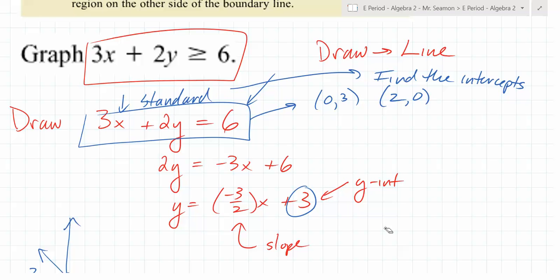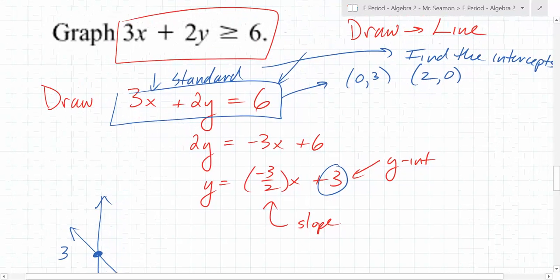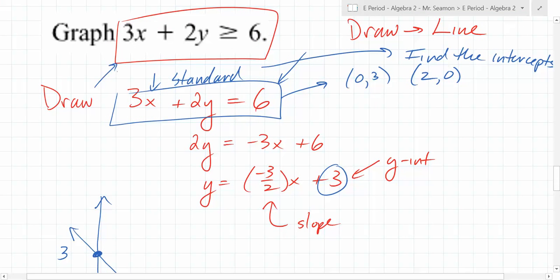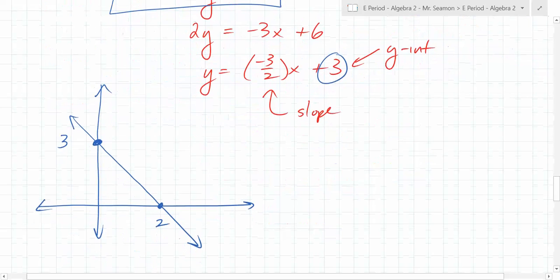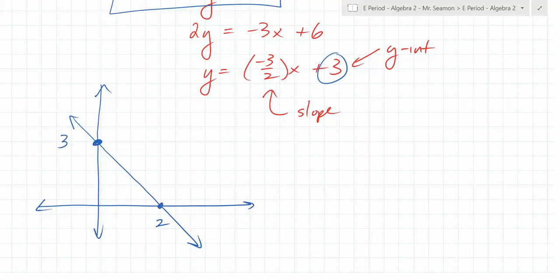Okay, but we're not done graphing this inequality, Nick. First of all, is it going to be a solid or dotted line? What do you think? It's greater than or equal to, so it's going to be solid. It's going to contain the line. If it was dotted, you'd have to erase it and make it dotted. But it's greater than or equal to, so it's solid.